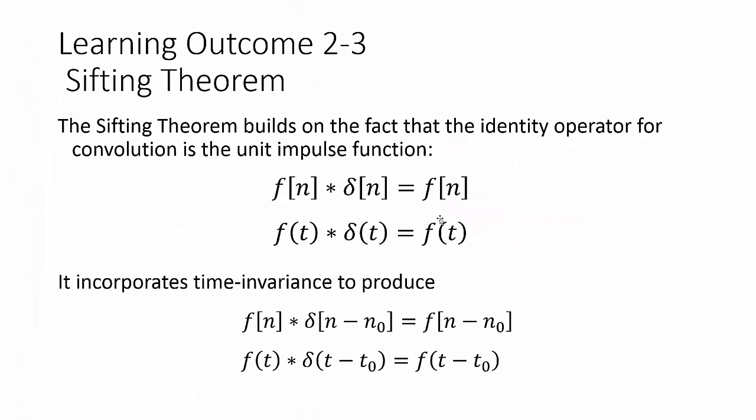The sifting theorem is built on this identity operator idea. These 2 lines show that convolution with an impulse gives us that same function out. The sifting theorem incorporates time invariance: the idea that if we shift something, we're going to shift something else. So if we take our function f of n and we convolve it with an impulse at a time n naught, we're going to get that same function out, but shifted to the time n naught. Similarly, for continuous time, if we take our f of t, convolve with an impulse at time t naught, we're going to get the same original function out at that new time t naught, specified by the impulse.